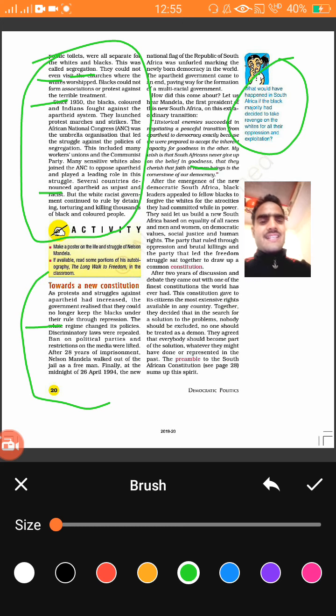Now she is an NCERT girl actually. What she is telling is, what would have happened in South Africa if the black majority had decided to take revenge on the whites for all their oppression and exploitation? She is asking, if all the non-whites took revenge on white people, what would the situation be? South Africa would not be there.